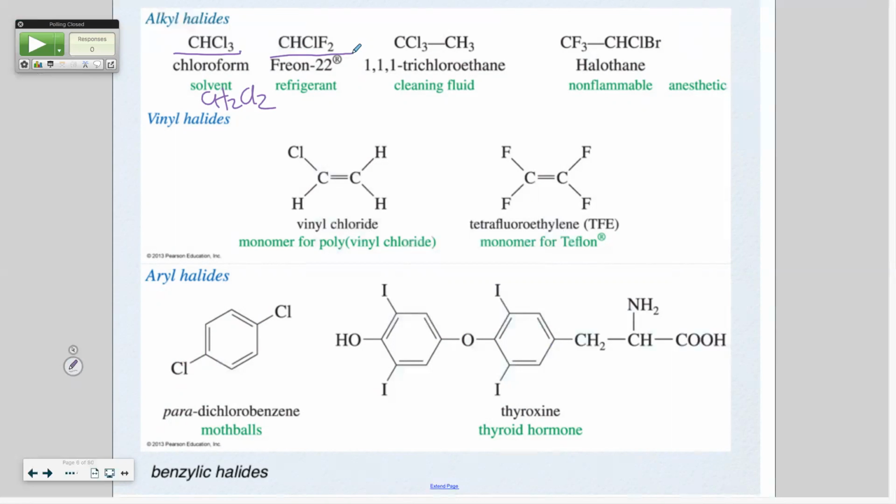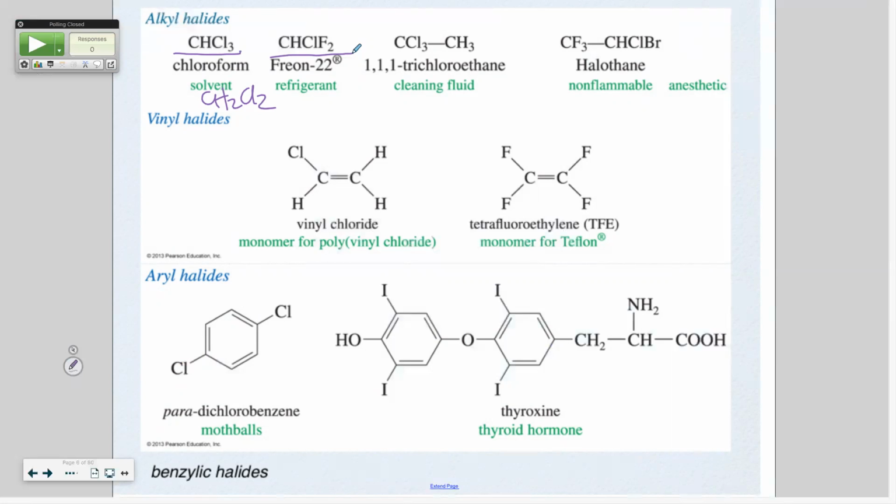CHClF2. That one is Freon 22. It's used as a refrigerant. So a lot of alkyl halides get used as things like that. Here is one that's cleaning fluid used in dry cleaners. And halothane is a non-flammable anesthetic. They would put that over the patient and they would breathe that in. It's an early anesthetic.